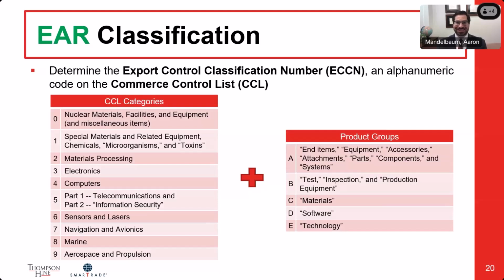When you do look at this alphanumeric code, it can be a pretty lengthy sequence of digits, numbers, and letters. But to provide some clarification here, the first digit refers to that item's category, and the second digit, the first letter, is going to refer to an item's product group. Now, as I mentioned earlier, not every item does appear on the CCL, but that doesn't mean it's no longer subject to the EAR. On the contrary, it still is.